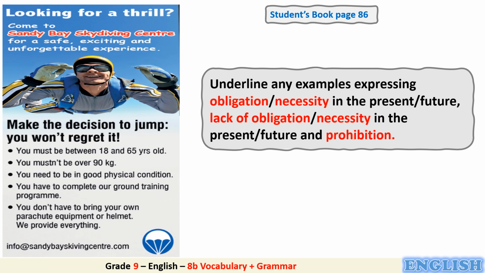Now let's check your answers. Must be, need to be, and have to complete. These examples express obligation or necessity in the present or future. The next one, you don't have to. And this example, don't have to, expresses lack of obligation or necessity in the present or future. The last one is you mustn't be over, and mustn't here expresses prohibition. Good job, my students.